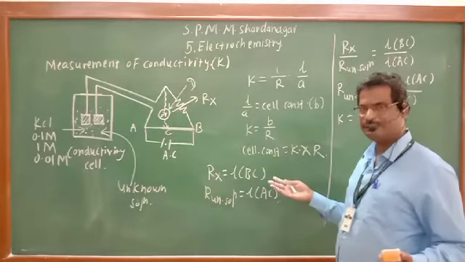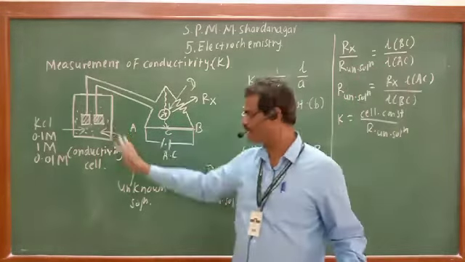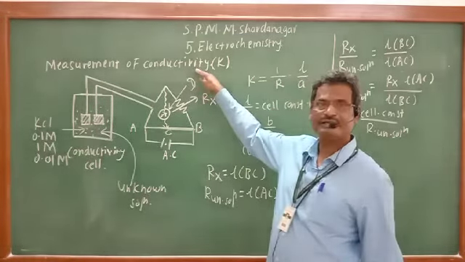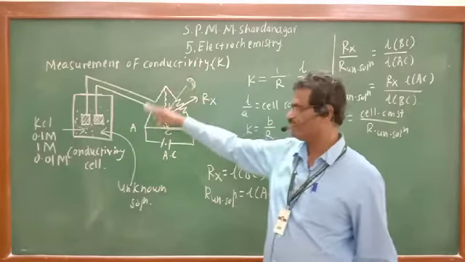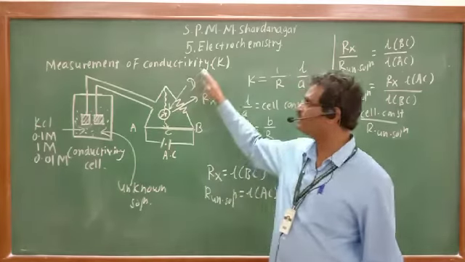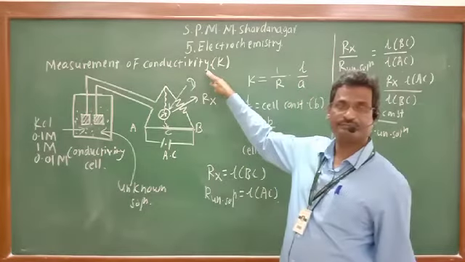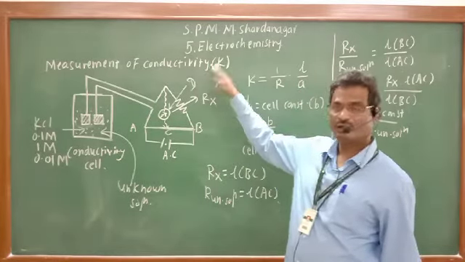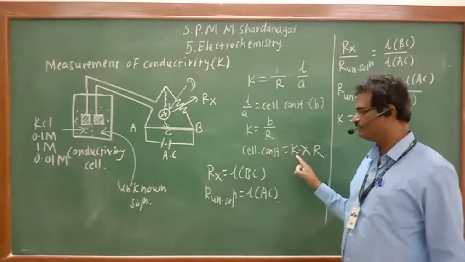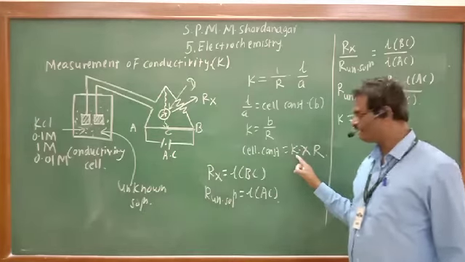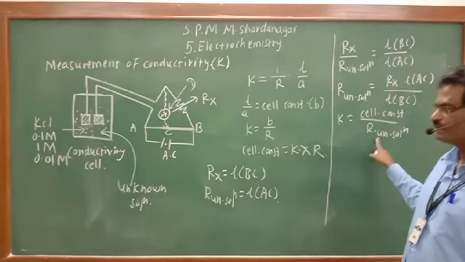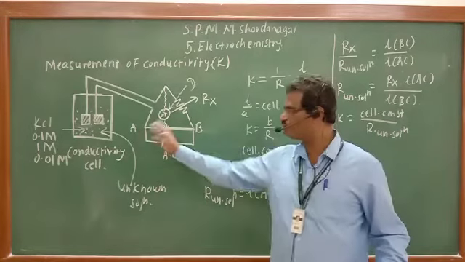After that, what happened? KCl solution is replaced by unknown solution of which conductivity is to be measured. Now cell constant is known. We have to calculate K. So what is the equation for K? K will be equal to cell constant upon R of unknown solution. How to measure the R of unknown solution, that we have seen.